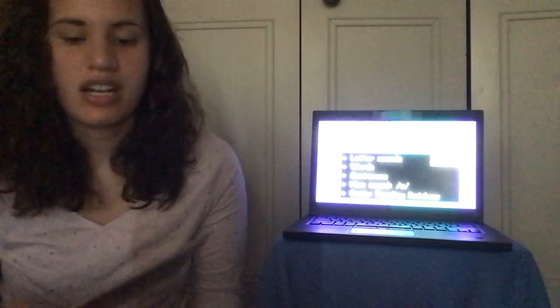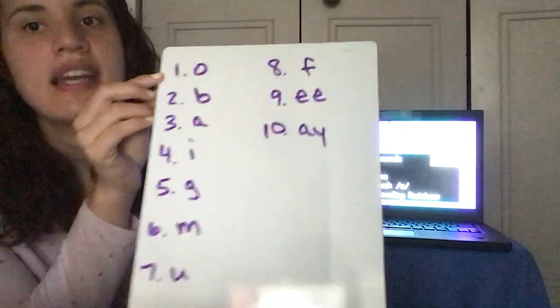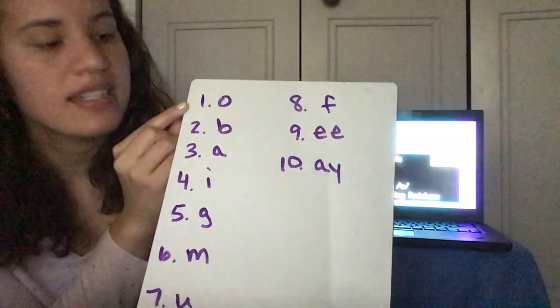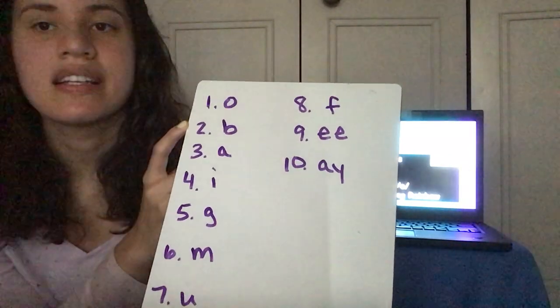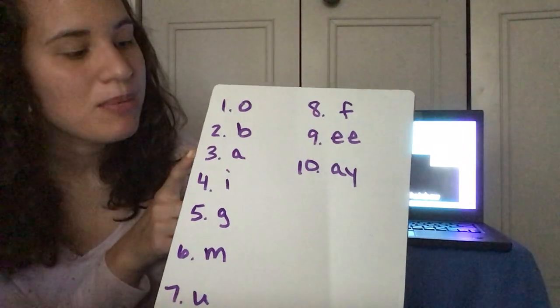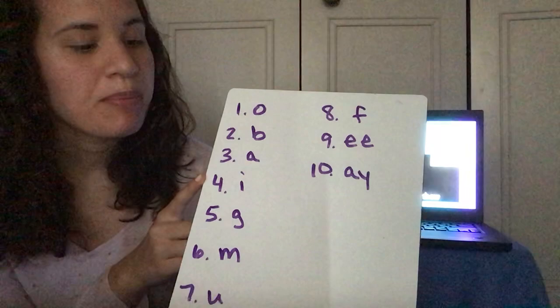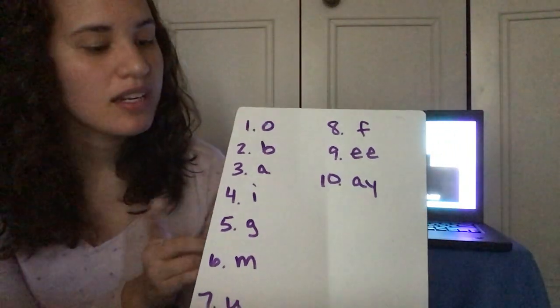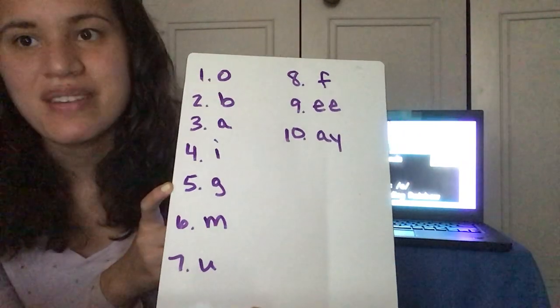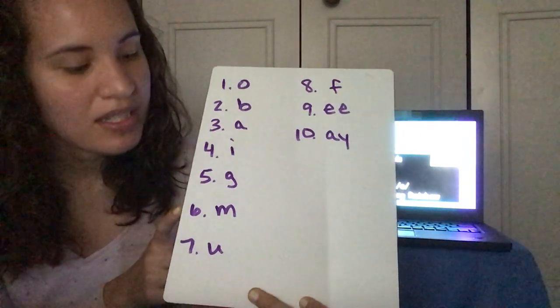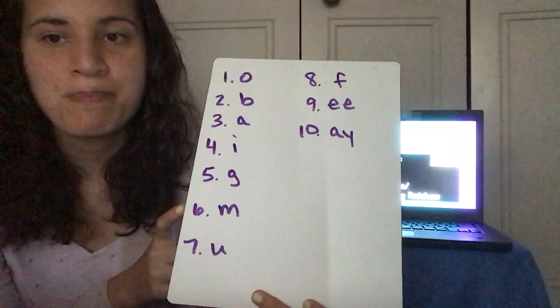If not, we are going to check our work right now. Number 1, ah. The letter O makes the ah sound. Number 2, b. Letter B makes the b sound. Number 3, a, like apple. The letter A makes the a sound. Number 4, I, like itch. The letter I makes the I sound. Number 5, g. G makes the g sound. Number 6, m. M makes the m sound.